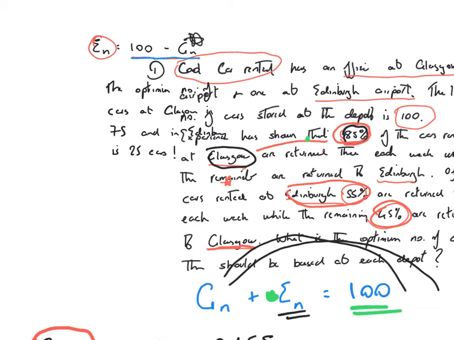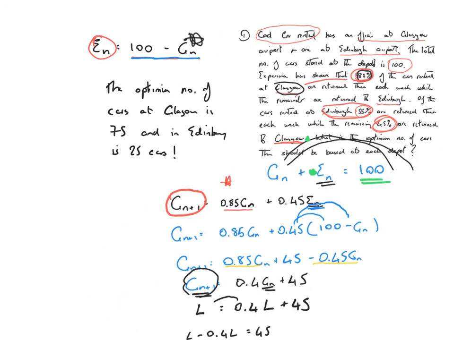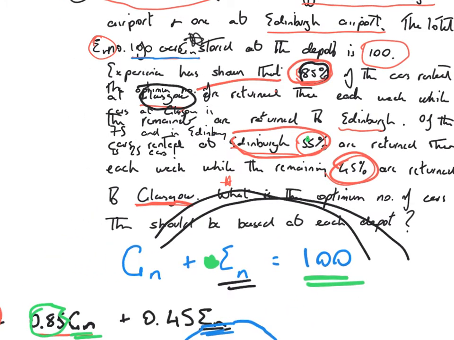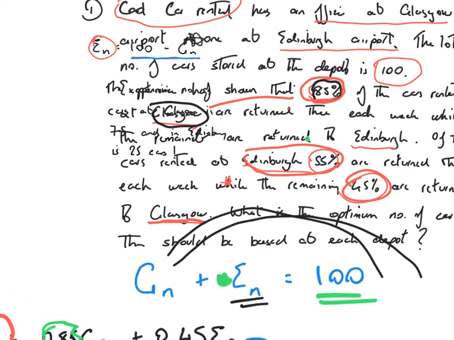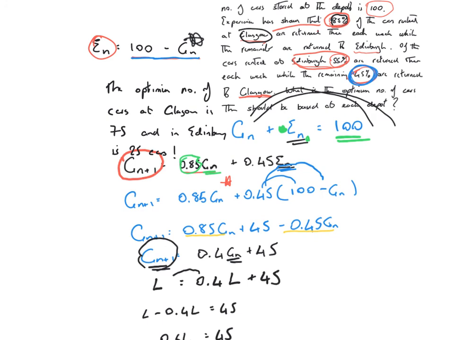Well, 85% of the cars rented at Glasgow go back there next week. So of the Glasgow cars, 85% go back to Glasgow next week. But on top of that, of the cars rented at Edinburgh, 55% go back to Edinburgh, but 45% go to Glasgow. So you're also getting back to Glasgow 45% of the Edinburgh cars. So that is 45% of last week's Edinburgh cars.